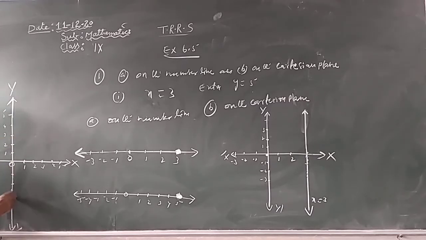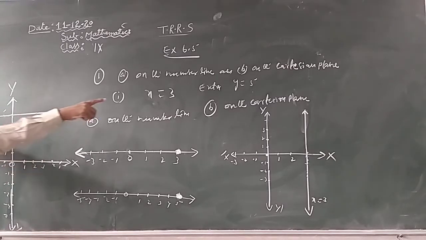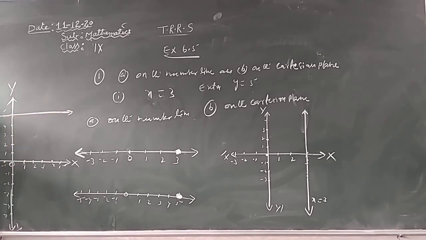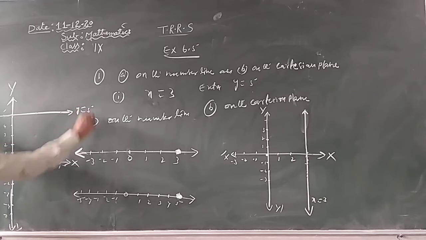Minus 1, minus 2, minus 3, minus 4, minus 5. What is that? y is equal to 5. The line passing through y equal to 5 looks like this. y equal to 5 is parallel to the x-axis. This line is parallel to the x-axis.